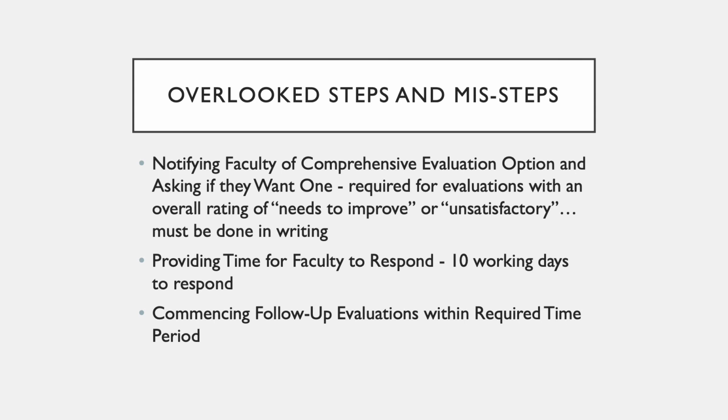Another thing that gets overlooked sometimes is that you need to notify faculty of the comprehensive evaluation option, and you have to ask if they want one. That's required for any overall rating of needs to improve or unsatisfactory on a prior evaluation for adjunct faculty members. And then you need to provide time for the faculty member to respond.